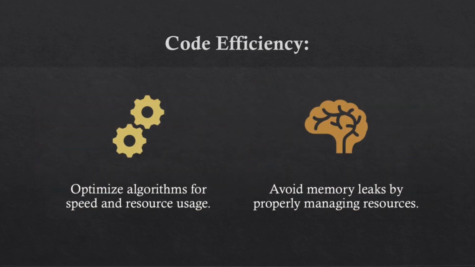Optimizing our code is another key aspect of performance enhancement. We focus on algorithm optimization. We refine algorithms to improve execution speed and reduce resource consumption. This involves selecting efficient algorithms and data structures suited for our specific tasks.